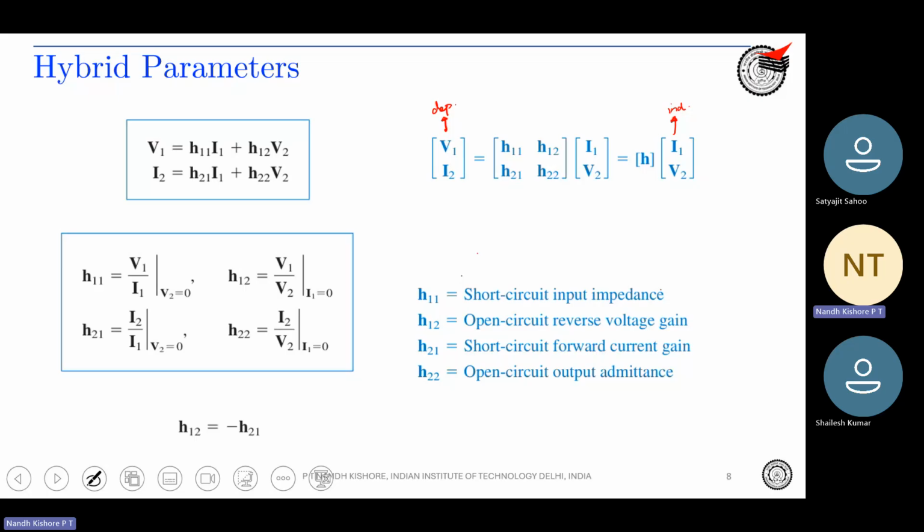So you just need to know if it's hybrid parameters, V1 and I2 are related to I1 and V2, right? So thus you need to know this. Okay, V1, I2 are a function of I1 and V2.